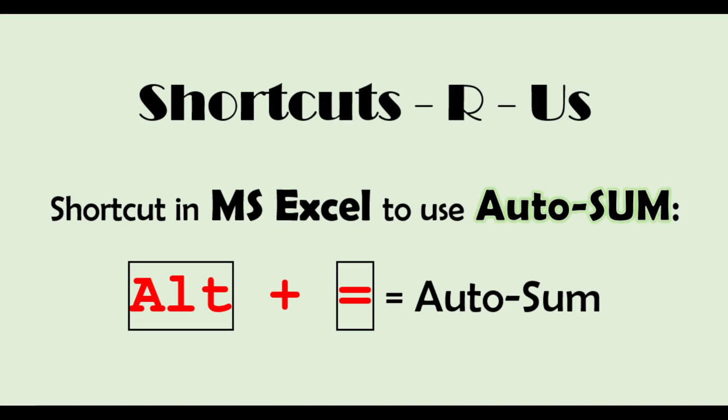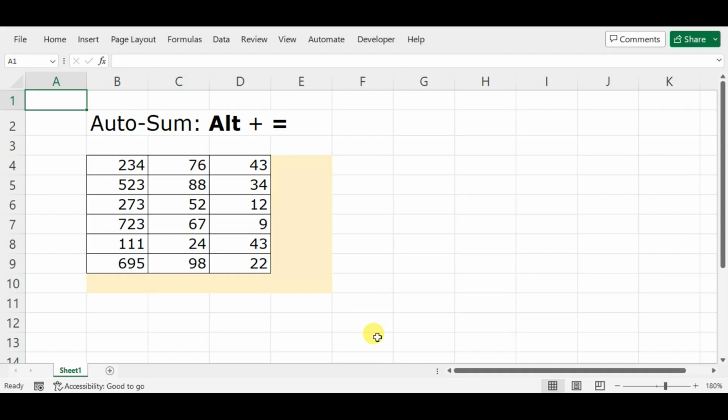Hi there, just a quick video on a really useful, probably the most useful shortcut in Excel. It's the AutoSUM using the keys Alt and equals at the same time. AutoSUM is probably one of the most common functions used in Excel, and I'm just going to run through the sort of three options you get with a keyboard shortcut and AutoSUM.